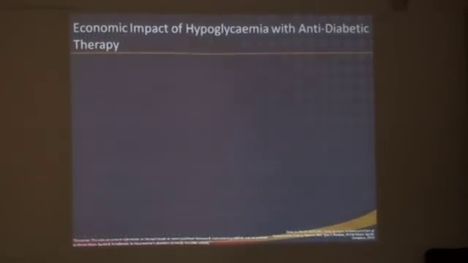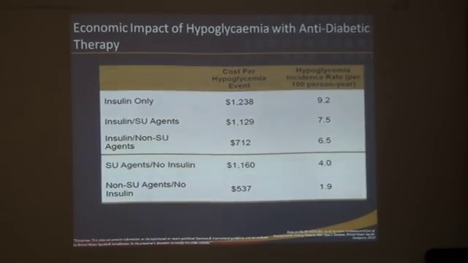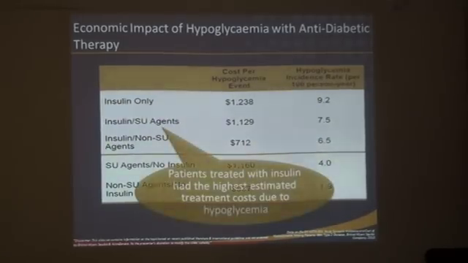So hypoglycemia should be avoided at any cost, and this is the cost, as you can mention, per hypoglycemic event, particularly if they go into the hospital with sulfonylurea and insulin, which are the two main causes of hypoglycemia of diabetic patients.